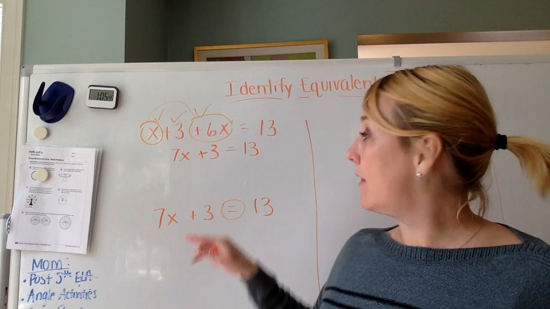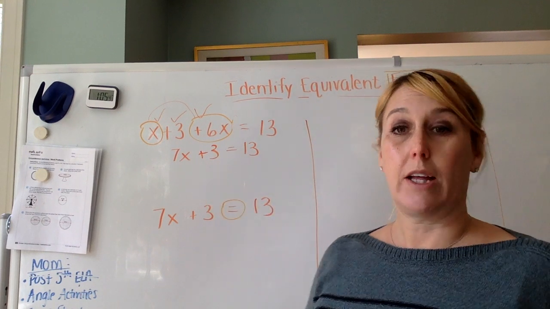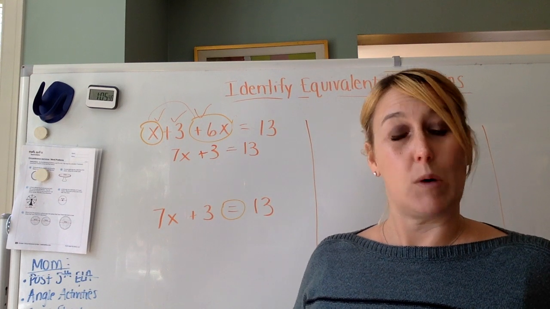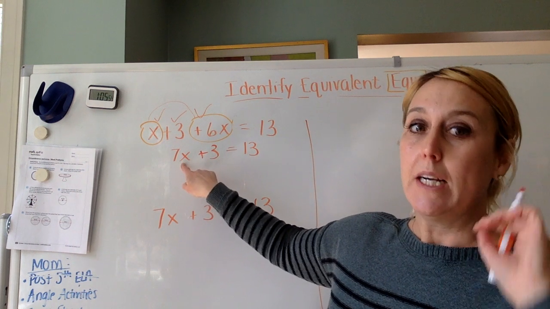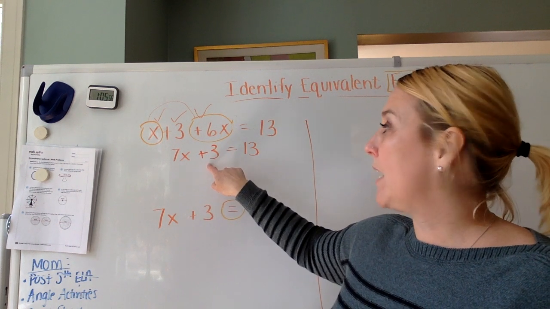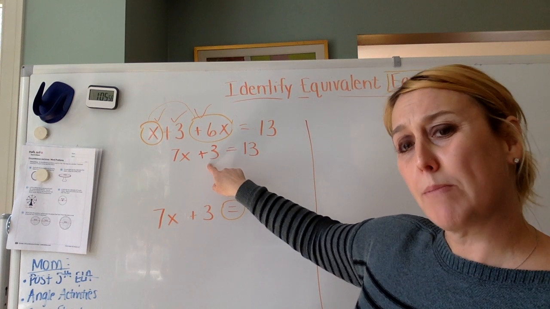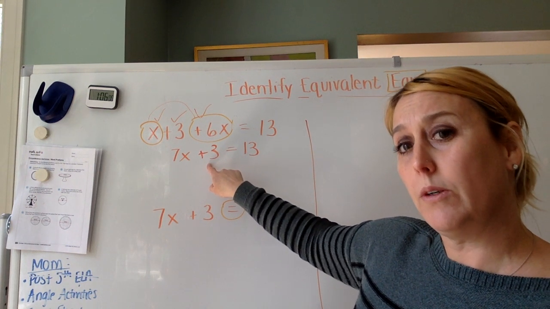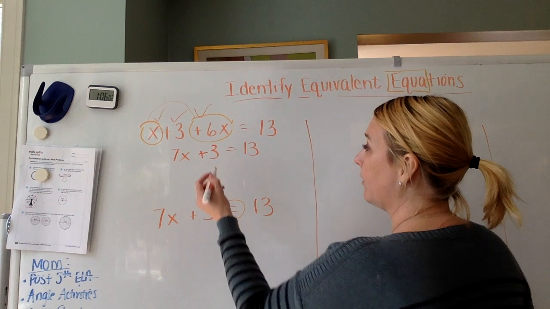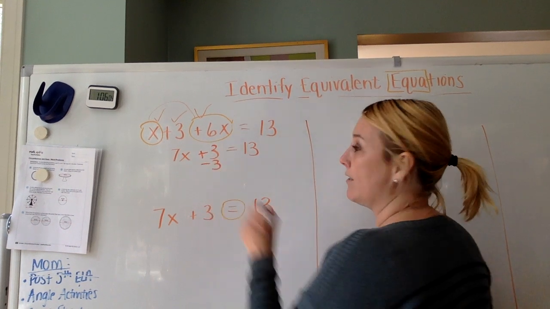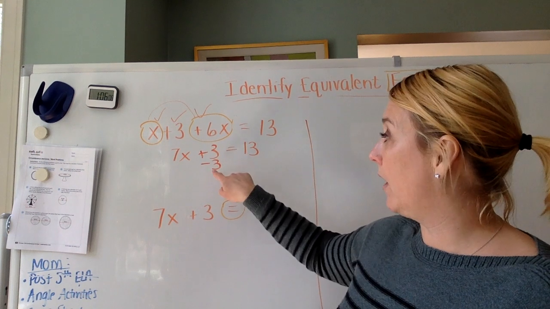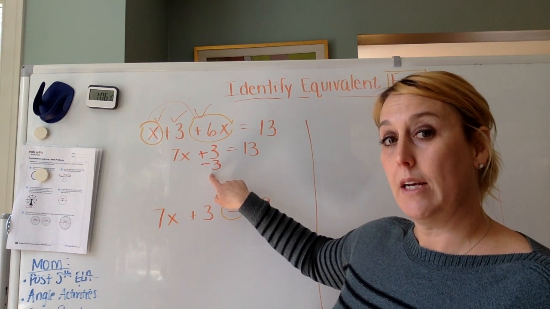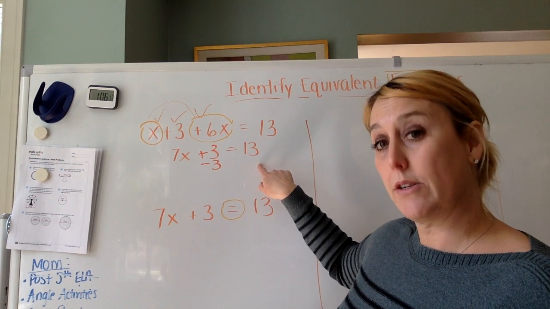How can I make this 3 go away? The only way I can make it go away, because I'm trying to isolate the x here, is to make this equal to 0. So how do I make positive 3 equal to 0? Well, I subtract 3, because 3 minus 3 is 0. But if I'm going to subtract 3 on this side of the equal sign, I also have to do it on the other side of the equal sign.